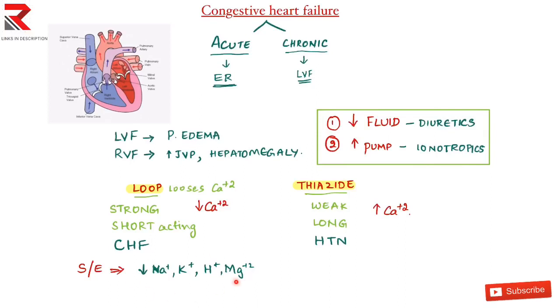Main side effects are electrolyte imbalance, and the main MCQ asked is regarding the calcium. So a mnemonic to remember is loop loses calcium, so decreased calcium. This is all about the diuretics. And after this, you have to increase the contractility or pumping action of the heart.